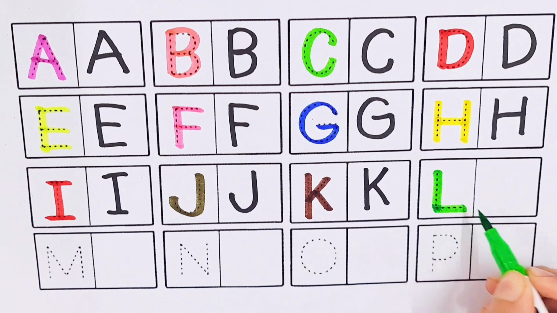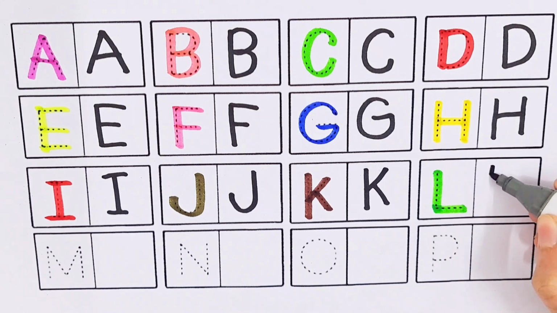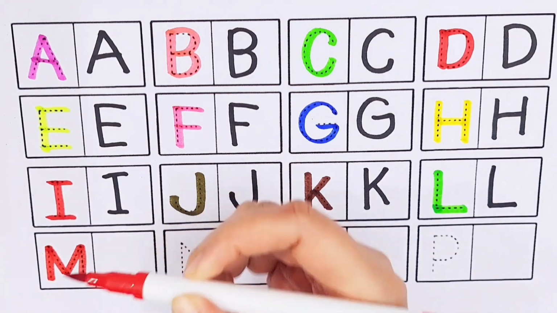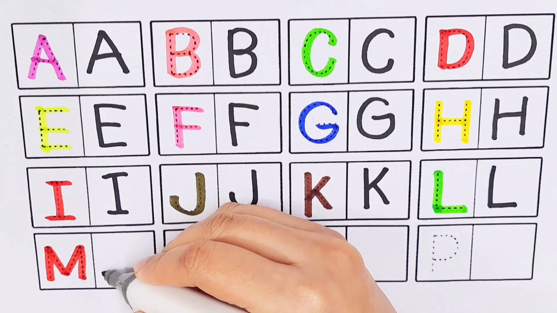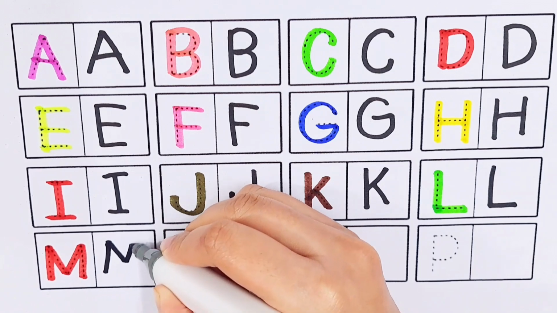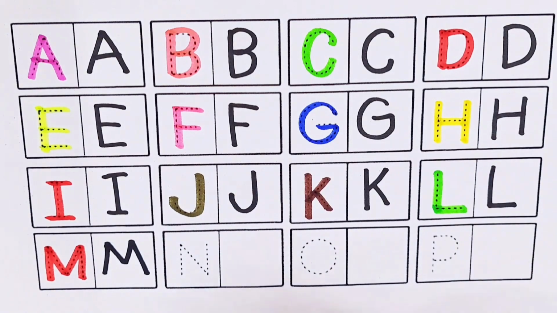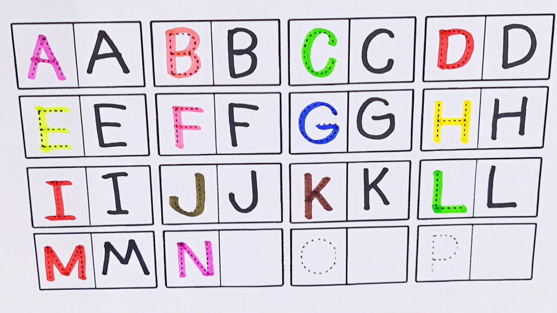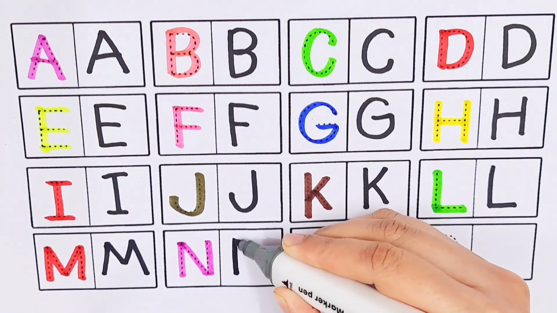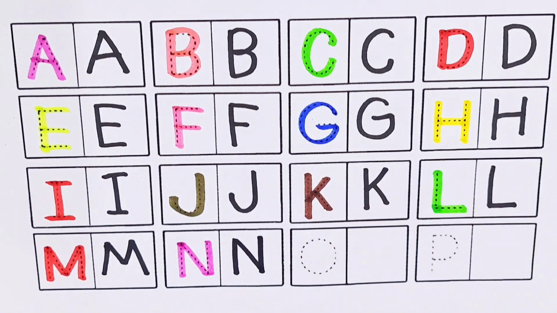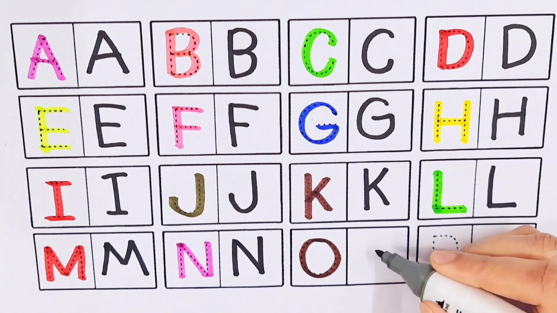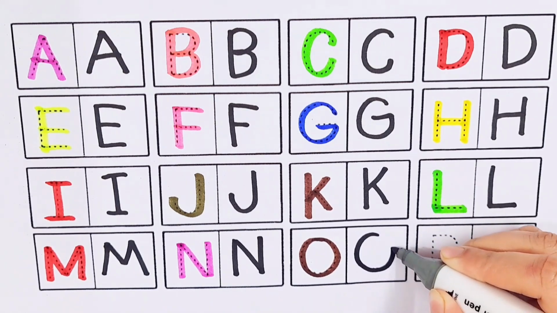L for lotus. L for lychee. M for moon. M for mango. N for nuts. N for nose. O for ox. O for oxygen.